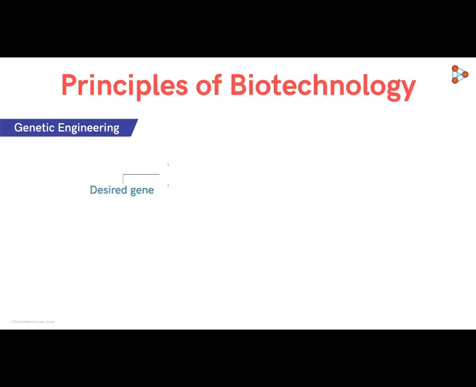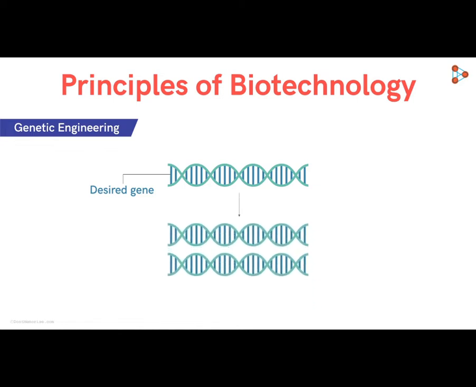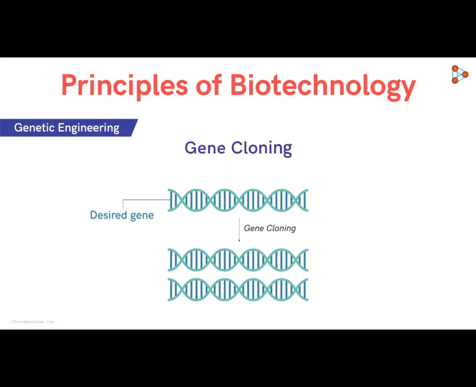The other way to perform genetic engineering is by making copies of the genetic material. This is also known as gene cloning. In simple words, gene cloning can be defined as the process of making an exact duplicate of the genetic material. But why do we need a duplicate of the genetic material? Let's consider an example to understand this concept.